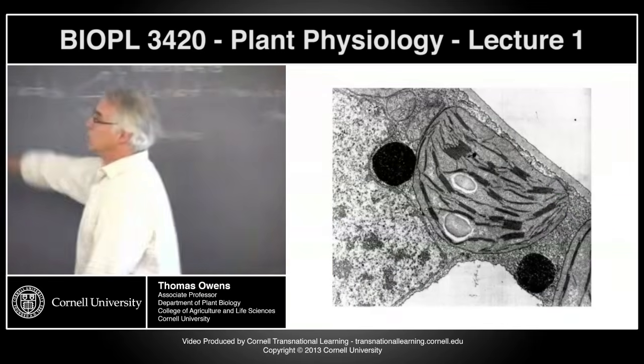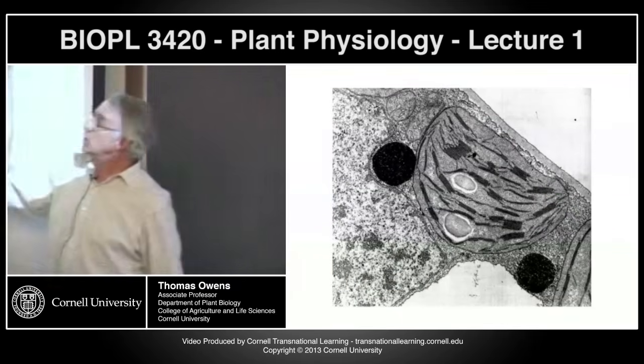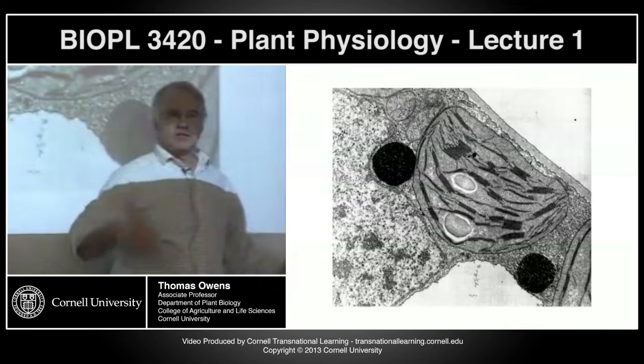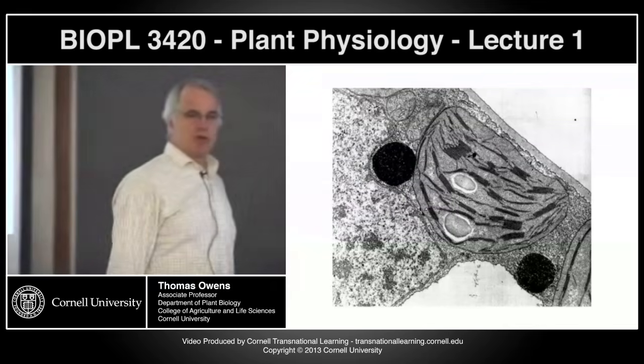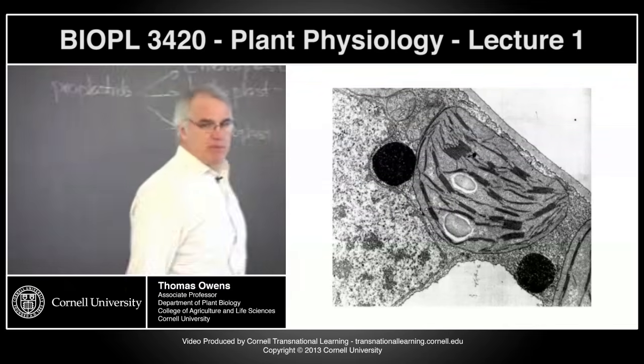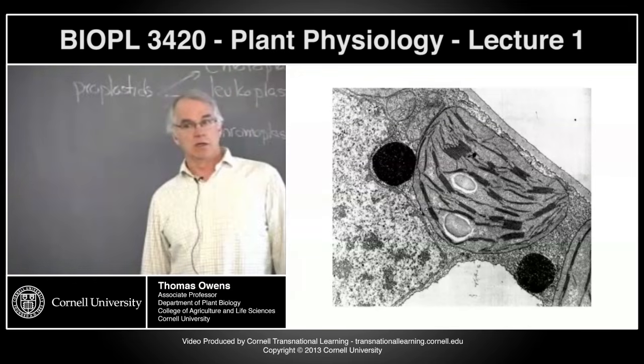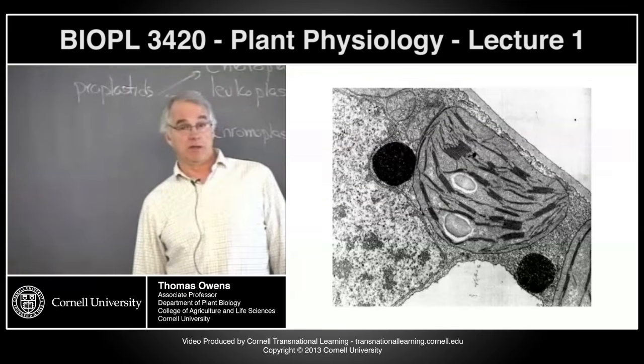Okay, so here's a chloroplast, and here's a picture that shows two peroxisomes. Peroxisomes are in this category called microbodies. People used to say that microbodies were unique to plants. We now know that they're not.